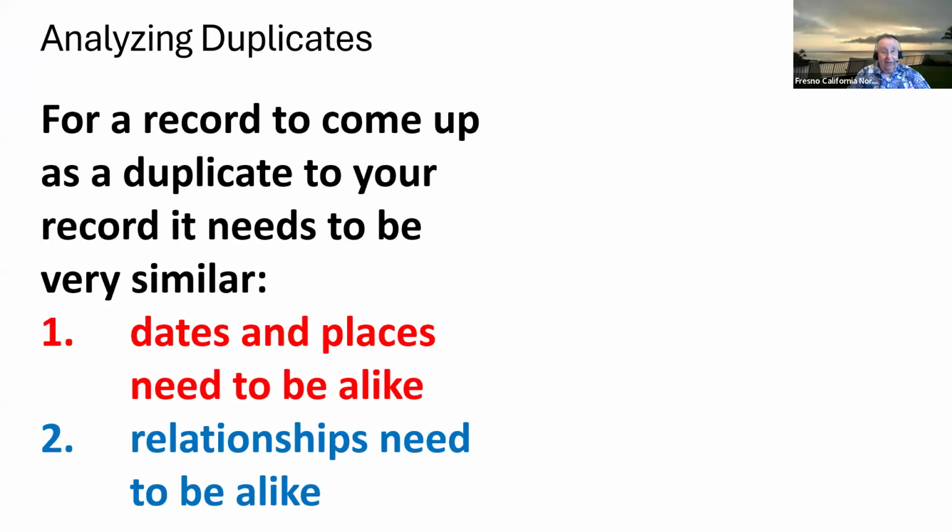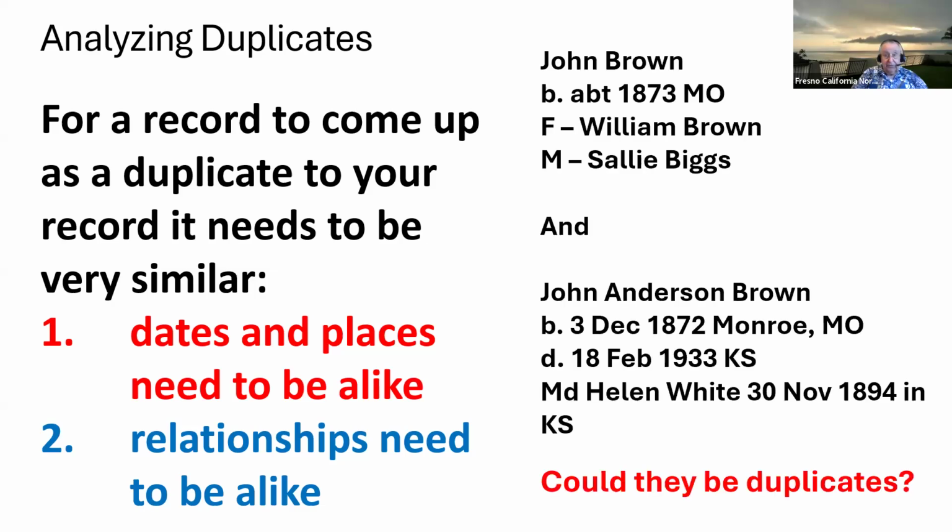Okay, analyzing them. The reason you have so many is that when the system looks for duplicates, it looks at this. It looks to see if the dates and places are alike and if the relationships are alike. And if they don't find much commonality, they will not recommend the two people to be marked as possible duplicates.